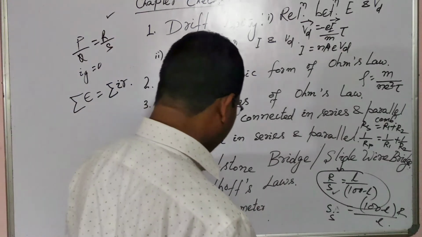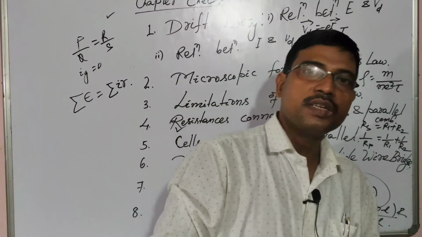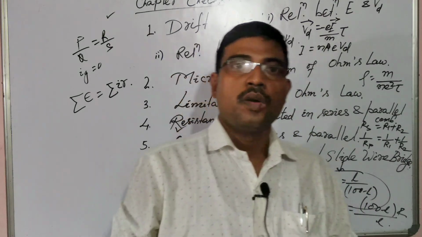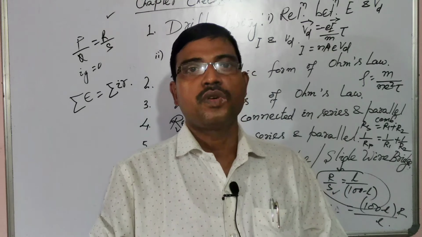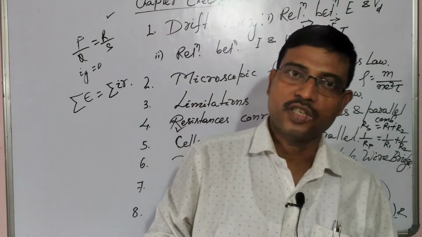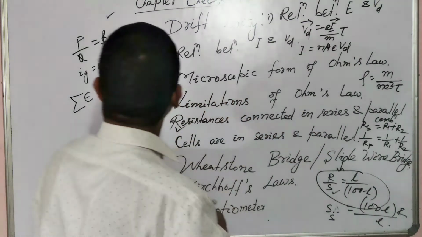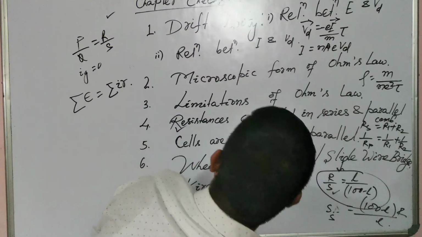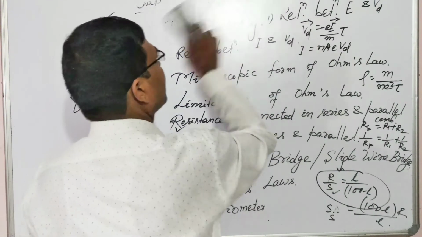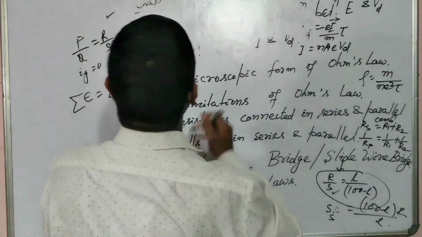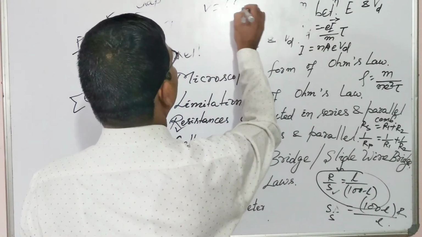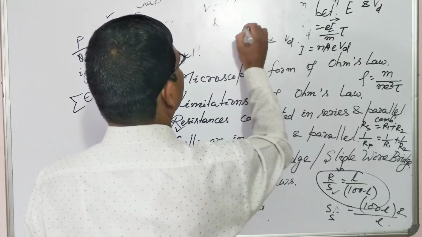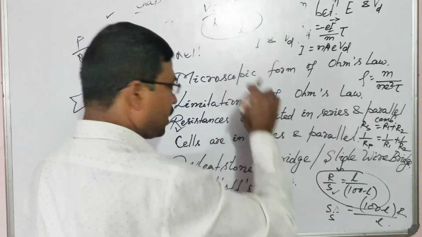Then come to the potentiometer. A potentiometer is a device to measure potential difference, compare the EMF of two primary cells, and find internal resistance. If V is proportional to L, then V is equal to KL, so K is equal to V by L. That is known as the potential gradient.